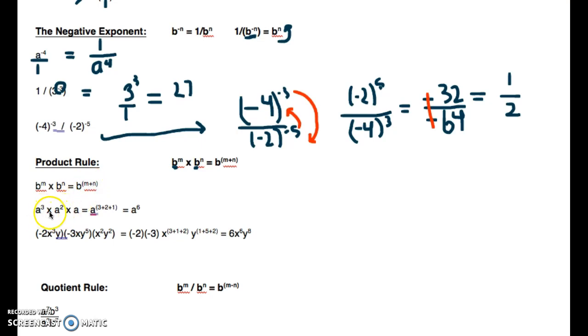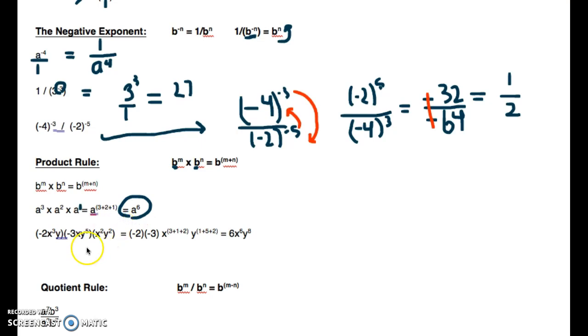So a to the third times a to the second times a. If there's no exponent there, put a little 1. That'll just keep that place and you won't think 0. Sometimes we think a to the 0, but remember a to the 0 is 1. A to the 1 is a. So put a little 1 up there. Okay, so a to the third times a squared times a to the first is the same as a to the 3 plus 2 plus 1. Essentially, again, when I have same bases, I add my exponents and my final answer is a to the 6th power.